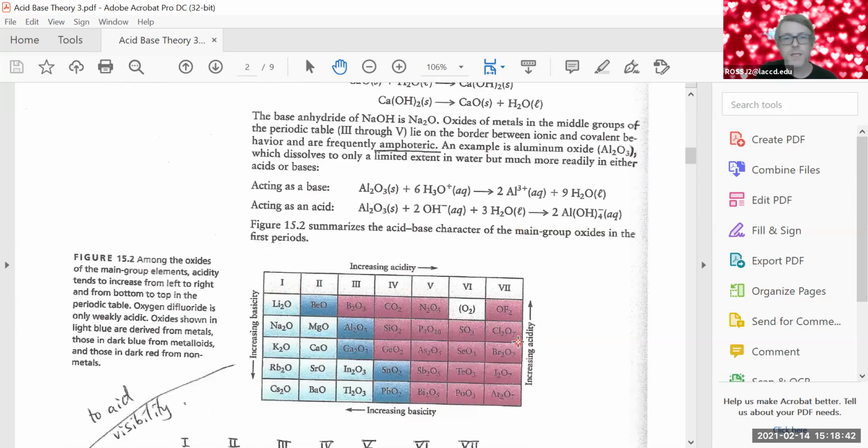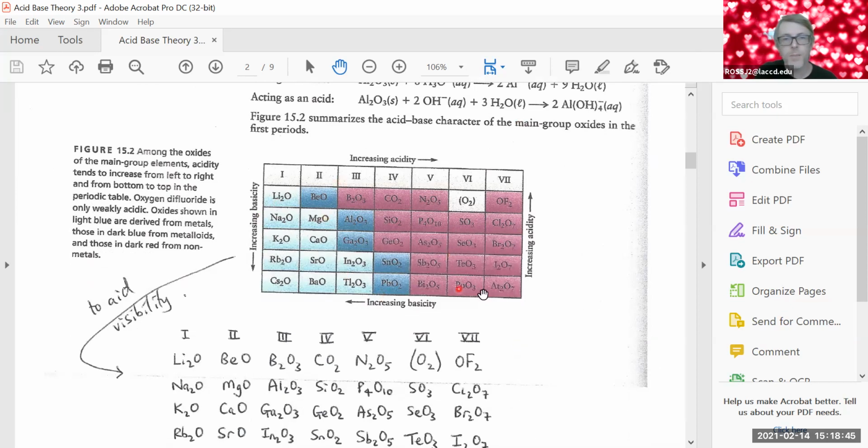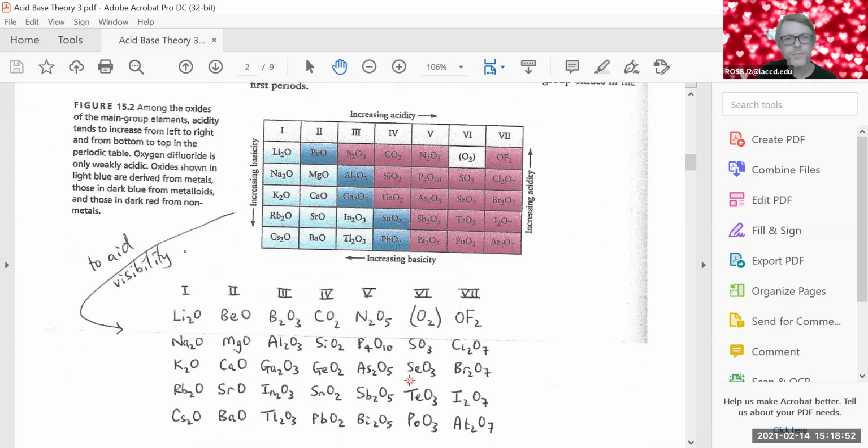So here is a nice summary diagram. And just in case the visibility wasn't that great, which I guess it's not, I've rewritten it down here. So we can see here we've got group 1, lithium, sodium, etc. Group 2, this would be beryllium through barium, etc. And we know these are the base anhydrides. We saw an example just a few moments ago of dinitrogen pentoxide. So these nonmetals would be acid anhydrides.